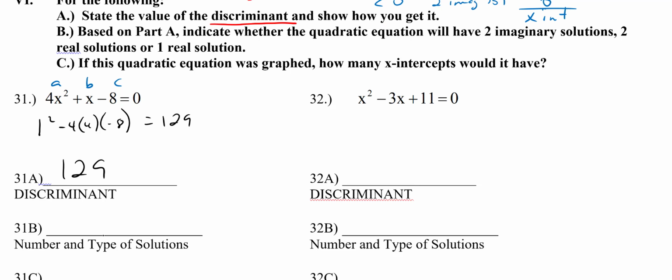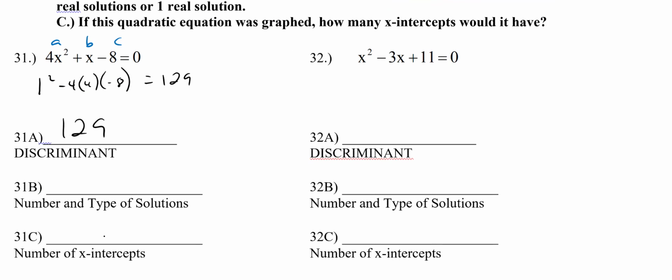Okay, and then I ask you number and types of solutions. 2 real solutions. That's your answer for that one. And number of x-intercepts, again, look at that chart. It's 2 x-intercepts.